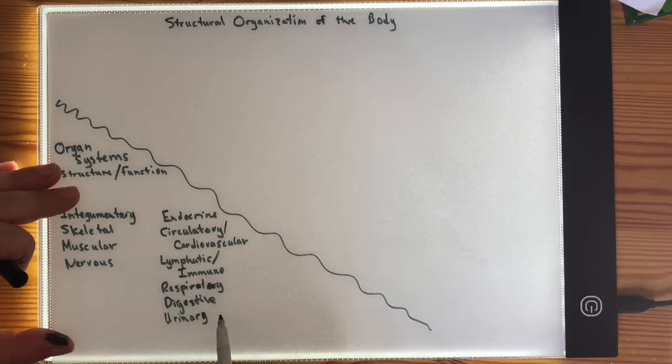The digestive system is probably the most well-known organ system of the body. It includes things like the esophagus, the stomach, small intestine, large intestine, colon, rectum. We have the liver, we have the pancreas as part of this, the gallbladder. All of these are structures of the digestive system.